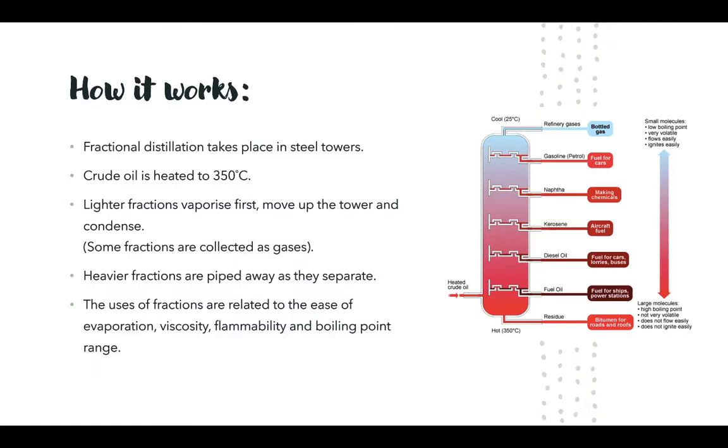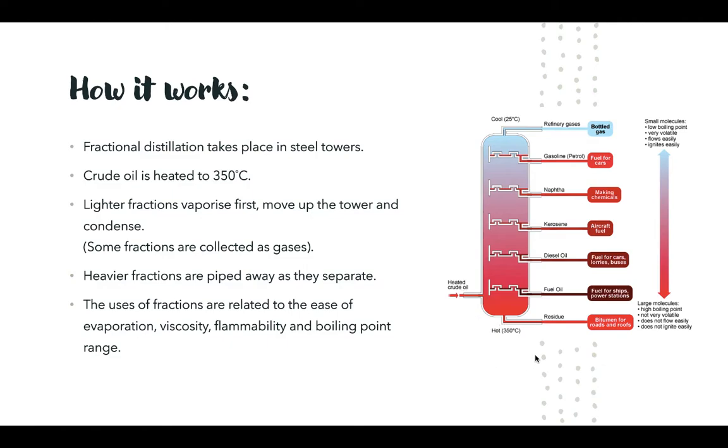So how does it work? The oil is pumped in Scotland, it's pumped in from the North Sea, and it is pumped into these big fractionating columns. These columns are massive steel towers, and inside the steel tower, the crude oil is heated to 350 degrees Celsius. So, the crude oil is pumped in here at the bottom.